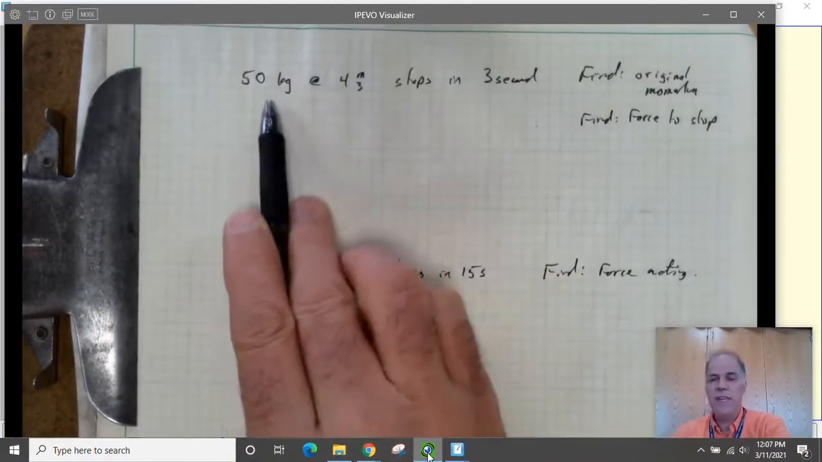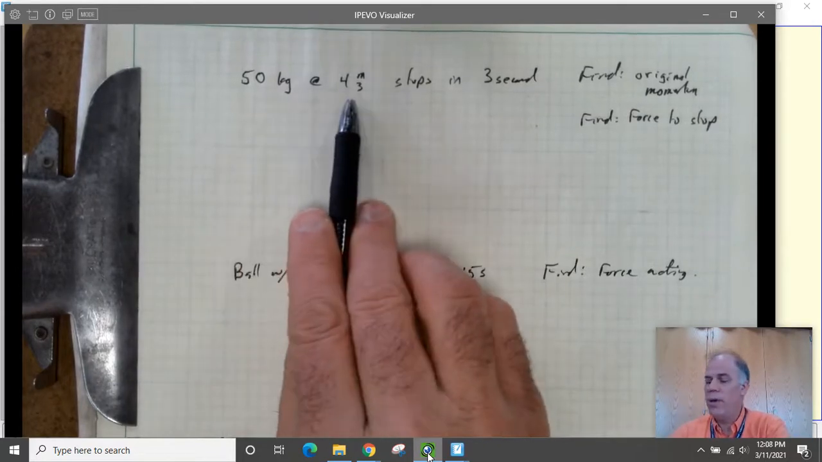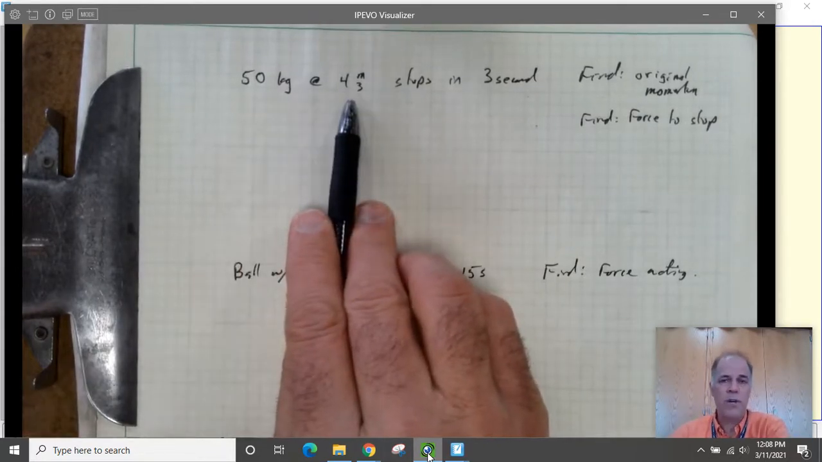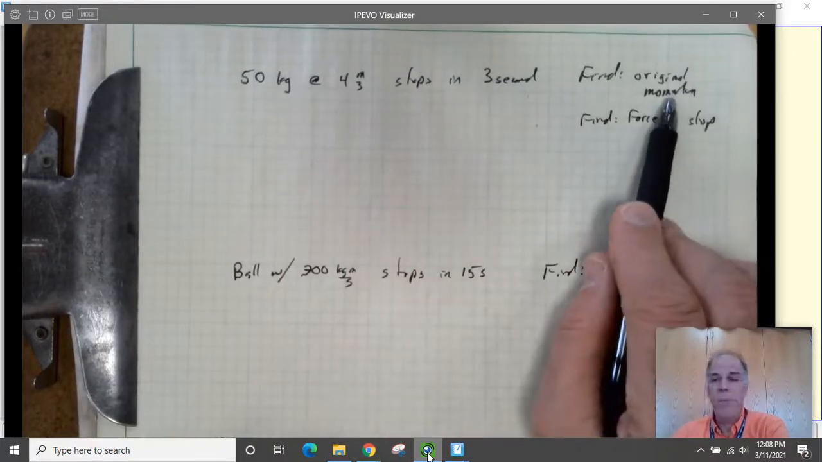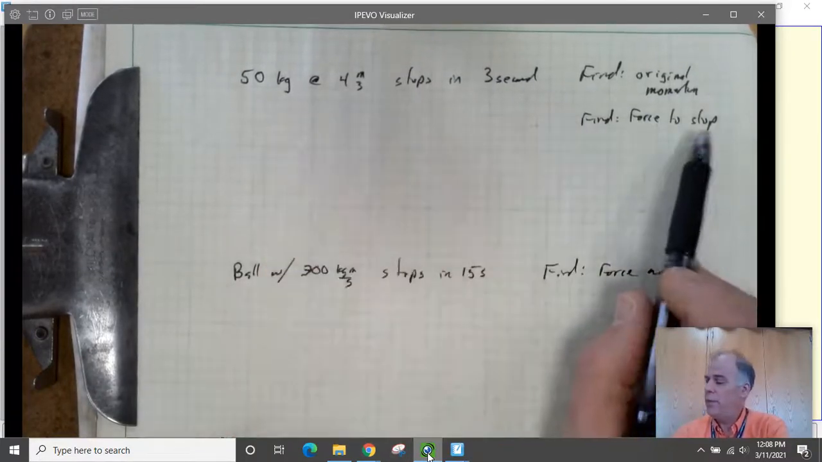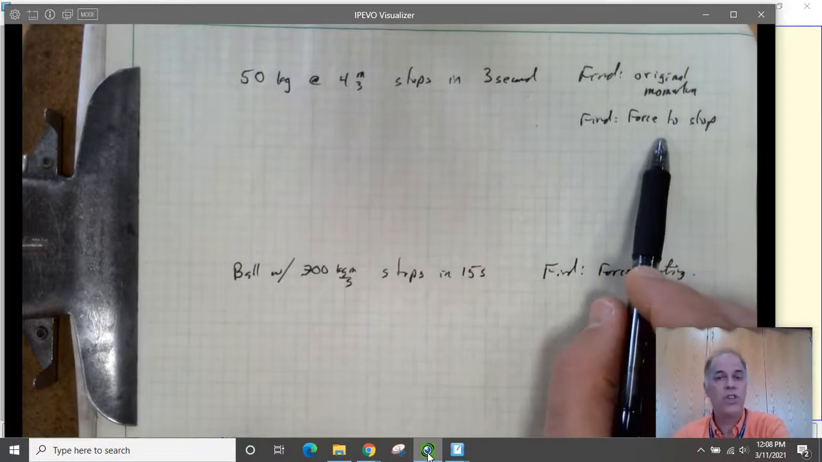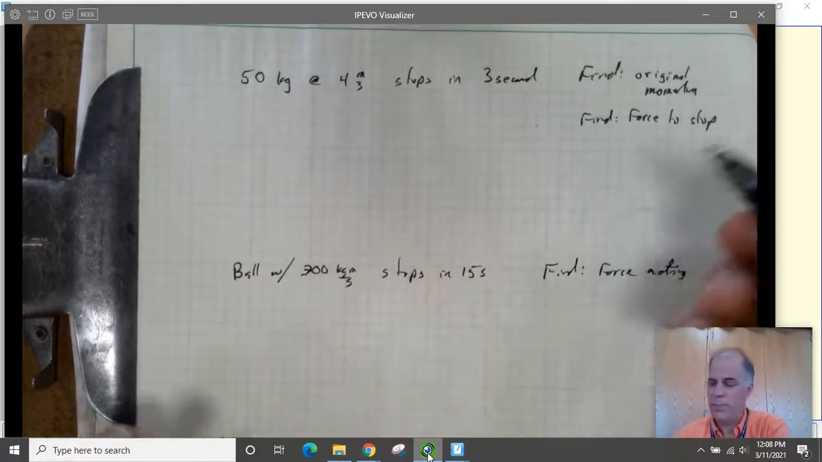So we have a 50-kilogram crate. It's sliding along at 4 meters per second. It stops in 3 seconds. We want to find the momentum that it had originally, and then we want to figure out how much force it took to stop it, or how much force it experienced to stop it.